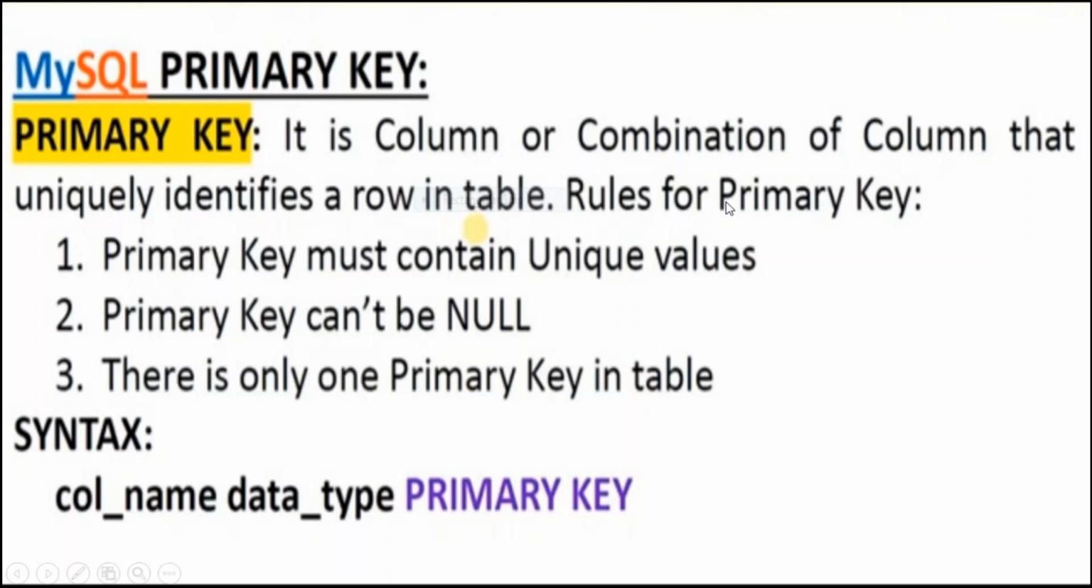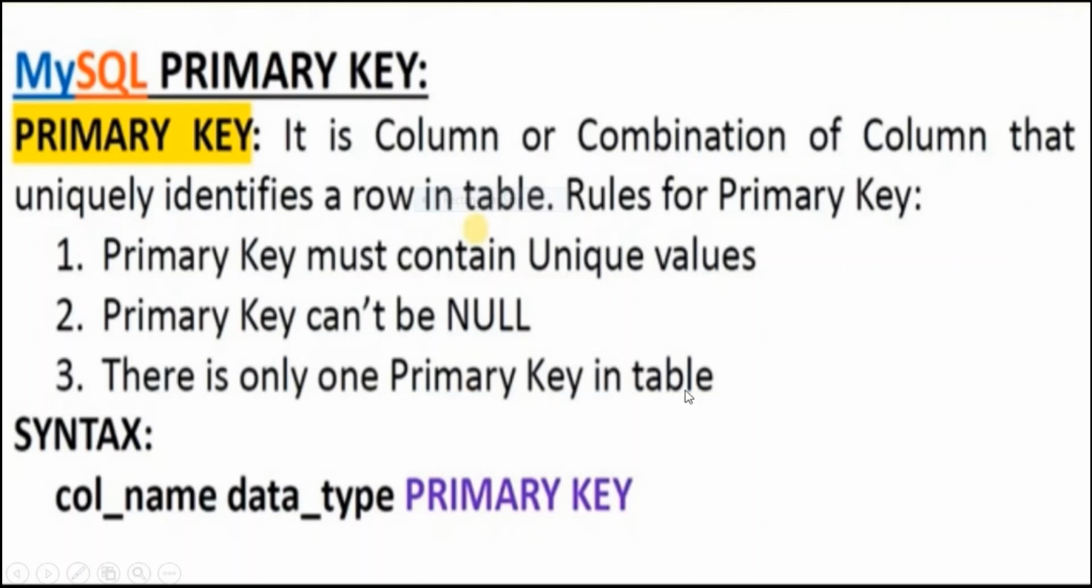There are certain rules that we must follow in order to decide on a primary key. A primary key must contain unique values, meaning every student in the class must be assigned a unique roll number. The primary key cannot be null. If you have decided that roll number will act as the primary key, then we cannot leave any child without the assignment of a roll number. Next, there is only one primary key in the table.